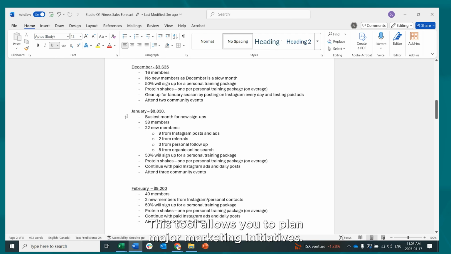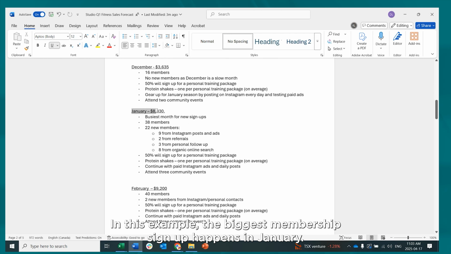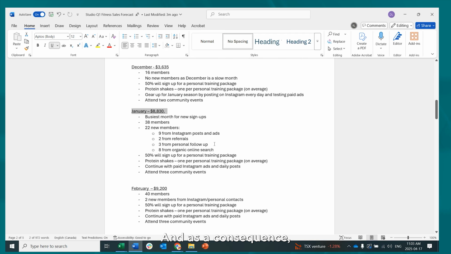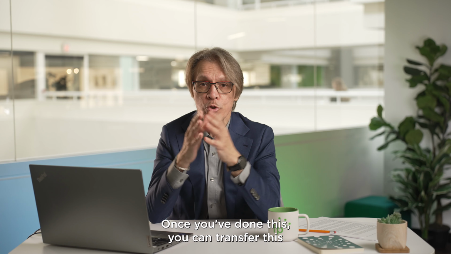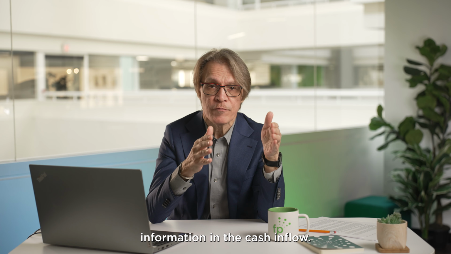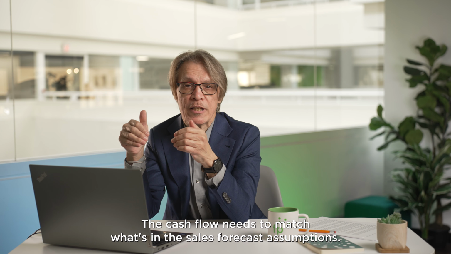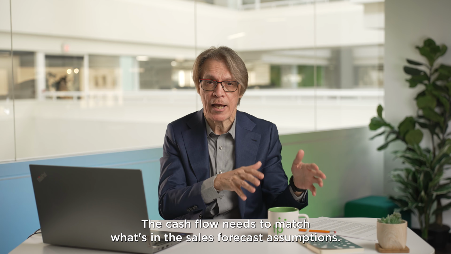This tool allows you to plan major marketing initiatives. In this example, the biggest membership sign-up happens in January, and as a consequence, they would push their marketing initiatives in December and January. Plan out your marketing sales rationale for about 6 months. You will start to see a pattern emerge. Once you've done this, you can transfer this information into the cash inflow. The cash flow needs to match what's in the sales forecast assumptions.